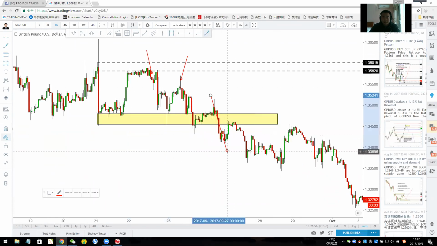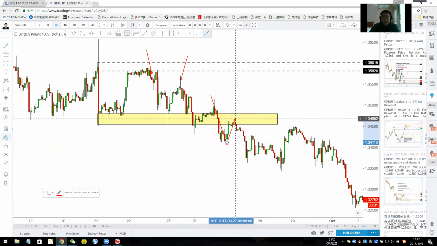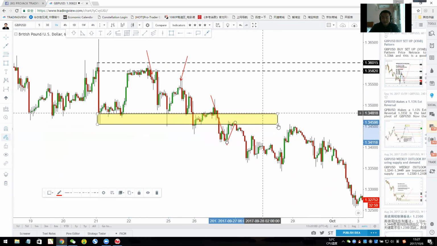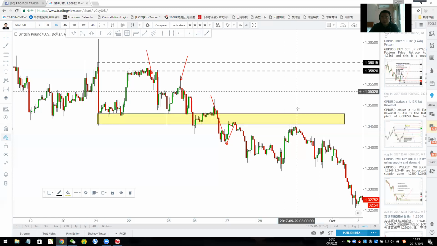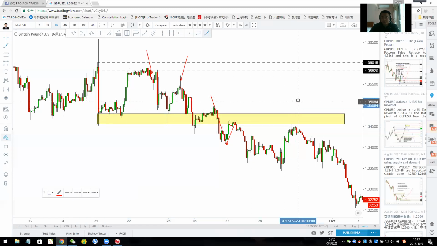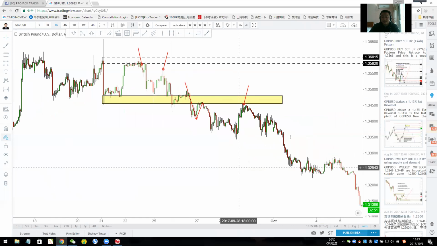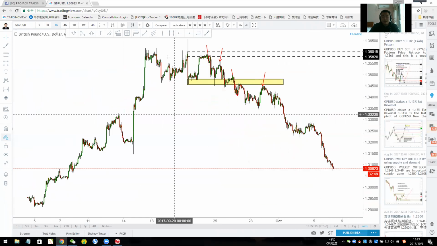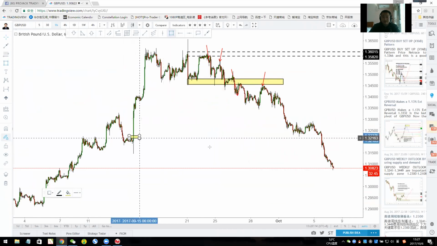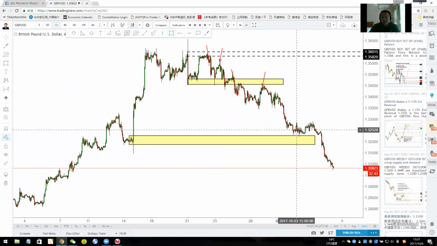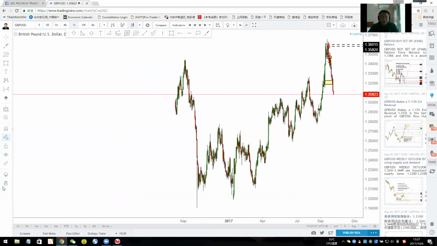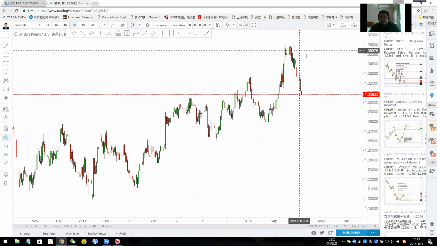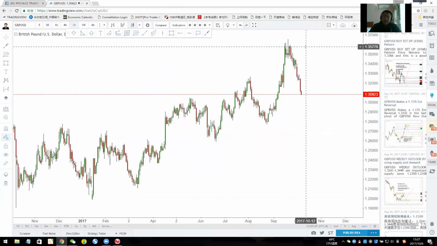It breaks down and pulls back to the structure, and then you can see that 1.3450 is really strong resistance. Then it just breaks down all the way. It has some support at this level, but the price only rallies a little bit, right? And right now, sterling just keeps falling. So if you have some shorting or selling position at 1.35 or 1.36, congratulations.